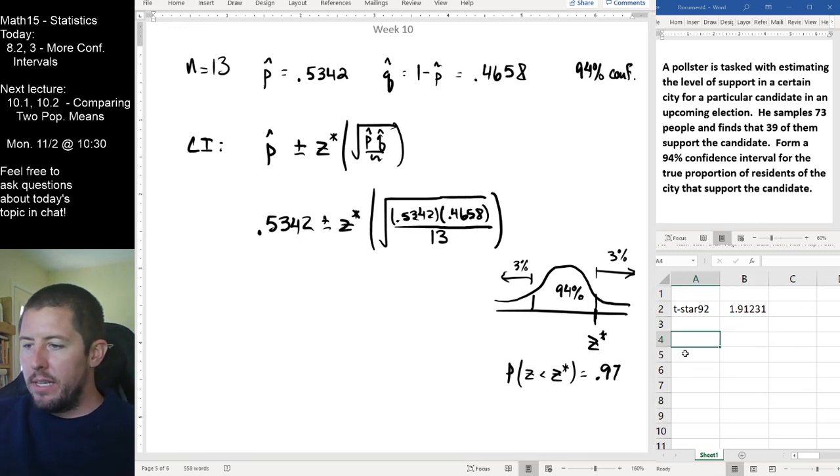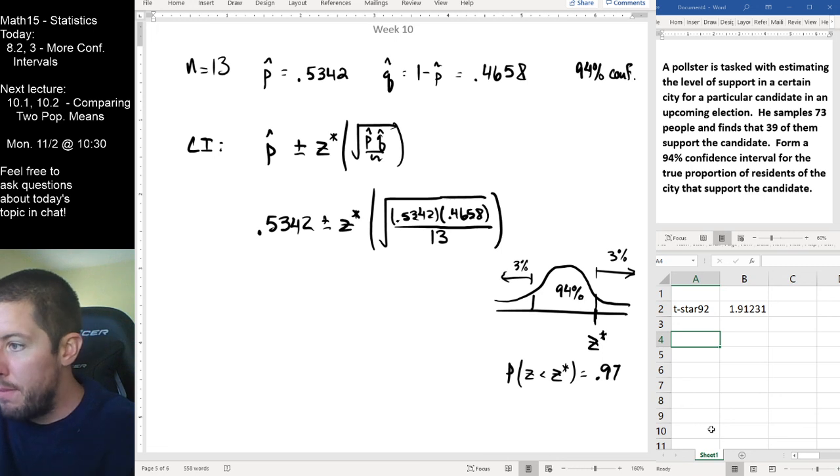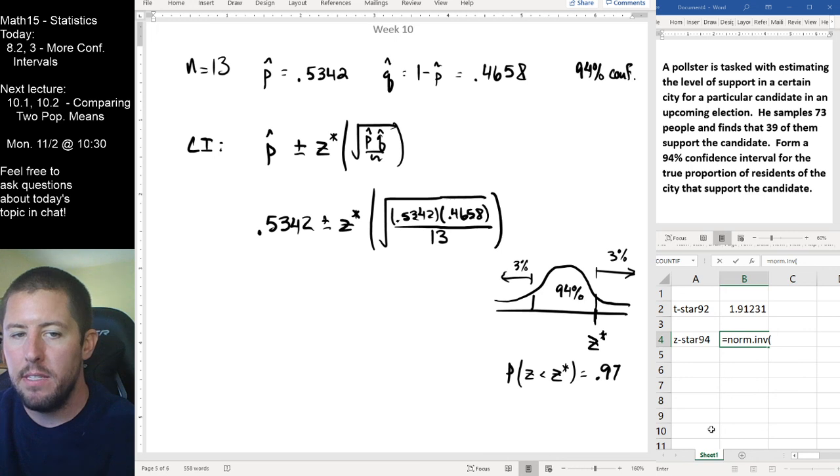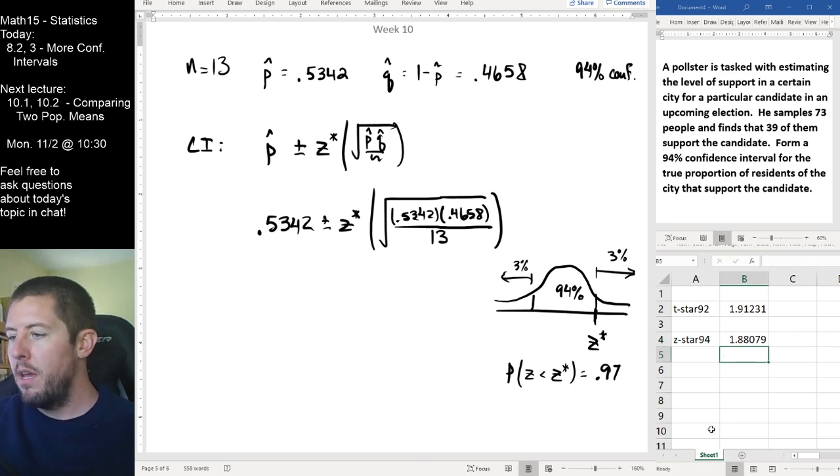So we can come over here into Excel and actually get this value now. So this should be my z star for 94%. In this case, I'm going to use norm.inv, and this one I have to tell it that it's standard normal. Z means the mean is 0 and the standard deviation is 1. Our probability here is 0.97. Our mean is 0 because it's a z distribution. Our standard deviation is 1 because it's a z distribution. And this is going to give me 1.881. We'll round that to 3 decimal places.